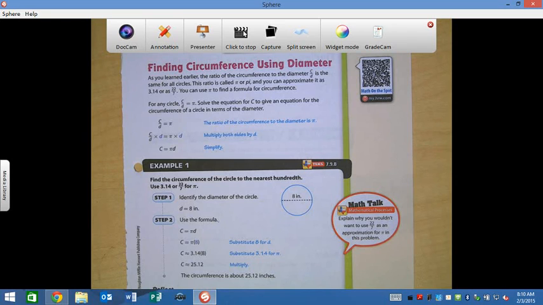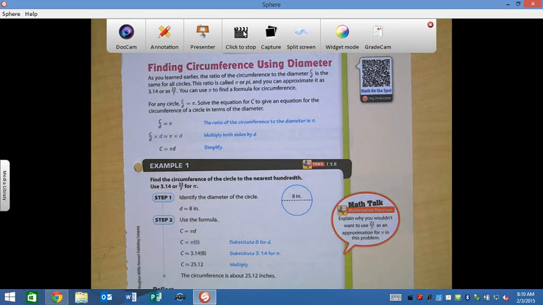So, when we're given diameter, we have a special formula that we use. Now, earlier in section 4.4, you learned that the ratio of the circumference to the diameter, C over D, is the same for all circles. Remember, all circles are similar. So this ratio is called pi. We use this symbol most of the time. Sometimes it's written out. And you can approximate it as 3.14 or 22 over 7 like we discussed earlier.